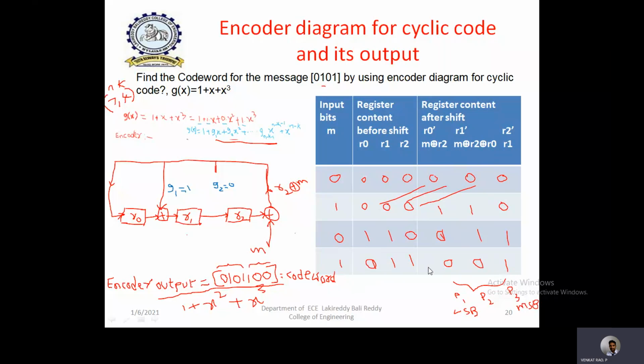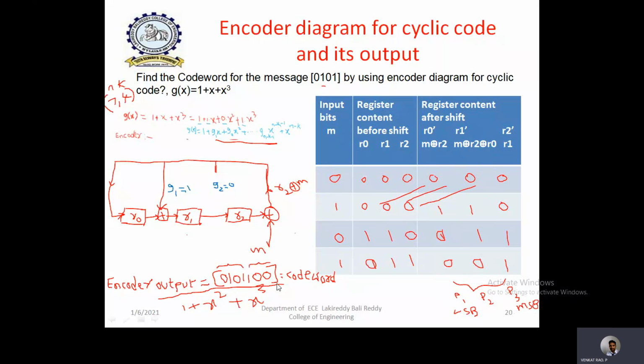This is the final contents of the shift registers. So these values are considered as the parity bits, that is P1, P2, P3, where P1 is the least significant bit and P3 is the most significant bit. So while writing, you should start from here and you should end here. Okay. So the corresponding encoder output for a systematic cyclic code is: first we need to write the message bits, that is 0, 1, 0, 1, 0, 1, 0, 1, and then you should write the parity bits starting from MSB to LSB. So 1, 0, 0.